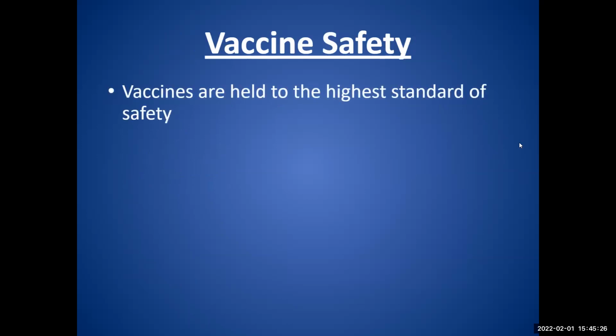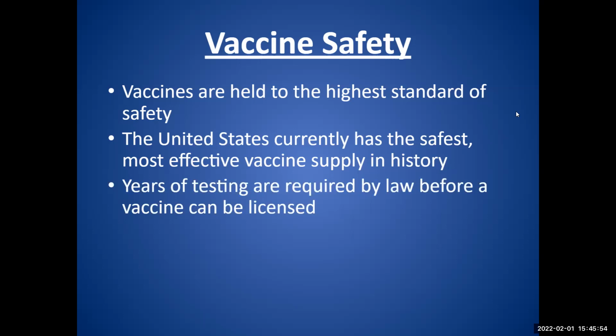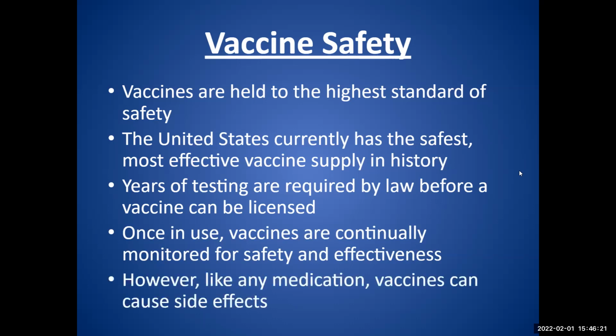So let's talk about vaccine safety. Vaccines are held to the highest standard of safety for pretty much anything that the CDC and the FDA review. The US has the safest and most effective vaccine supply in history. That means based on the vaccines that we have and the vaccine injury rates, ours are the lowest. Vaccines have to undergo typically years of testing before they can be licensed. Even the COVID-19 vaccine is not technically licensed yet. It's approved under emergency use, but it takes years and years of testing before it can be licensed. And then once that happens, they're continually monitored for their safety and effectiveness. So it's not just a one-time thing.